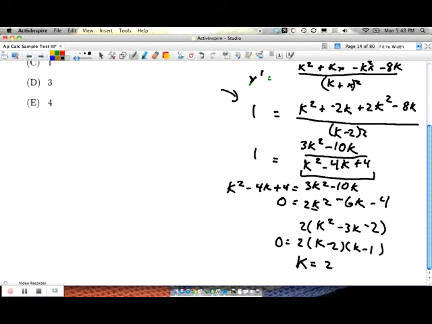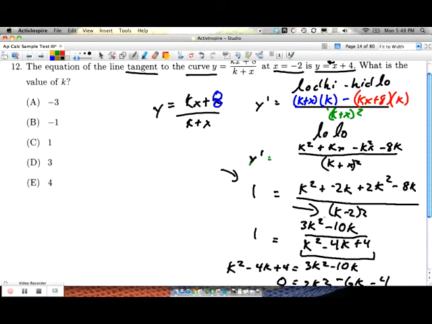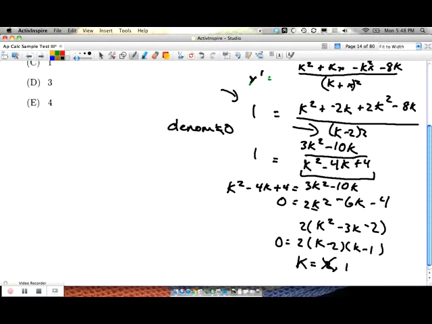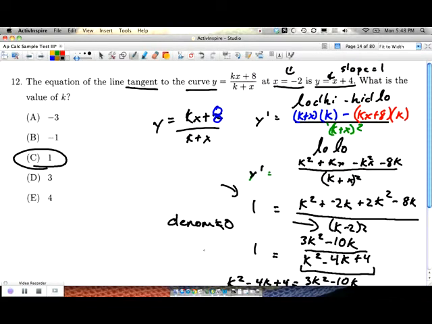Well, k can't equal 2 for a couple of reasons. One, it's not on the multiple choices, but two, right here, the denominator cannot equal 0. That would make the denominator equal 0. It would just kind of throw everything off. But it can equal 1. So k does equal 1. It was that simple. So much algebra just for one simple process here.